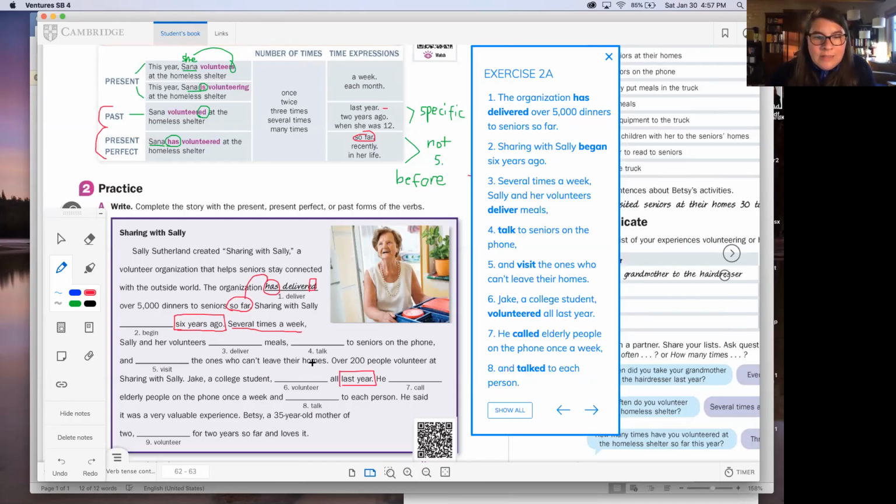So volunteered, called, and talk are all what Jake did last year. They're all the same, past tense. He said it was a very valuable experience.